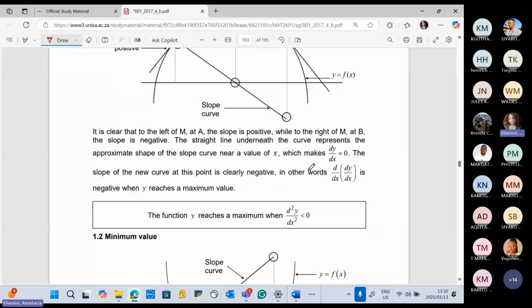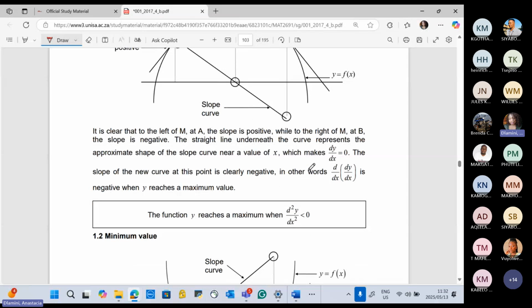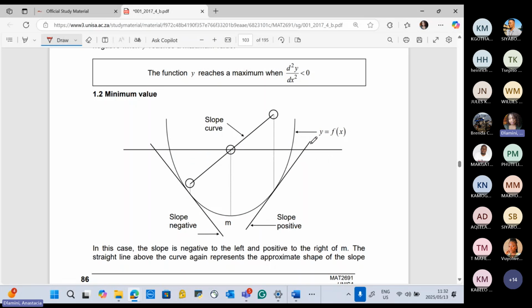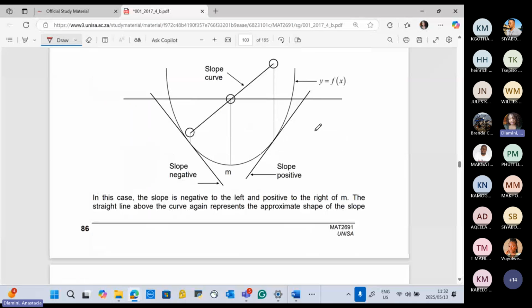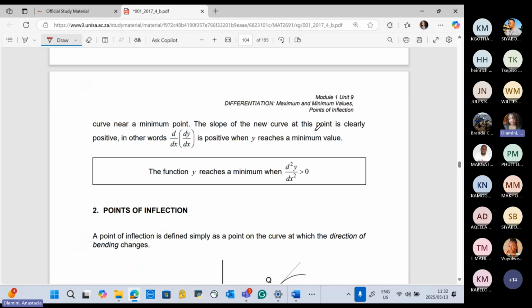So now you'll go and read this part, right? And me, I come here. Now they say the function y reaches maximum when the second derivative is less than 0. I want you to go and read. We'll do the example. This is the second one. And then they say the function reaches a minimum when the second derivative is greater than 0. So we'll be looking at examples there.